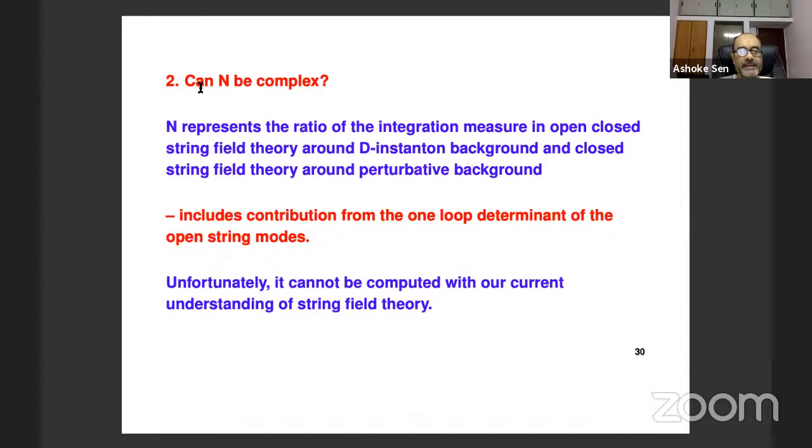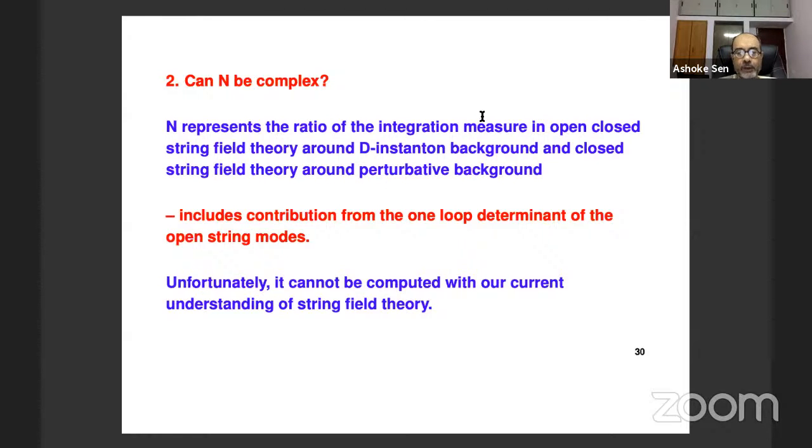So the second question is, can n be complex? So now let me just say what physically n represents. So n essentially represents the ratio of the integration measure in open closed string field theory around D-instanton background and closed string field theory around perturbative background.